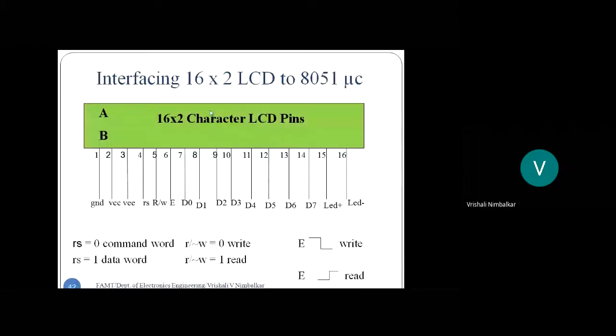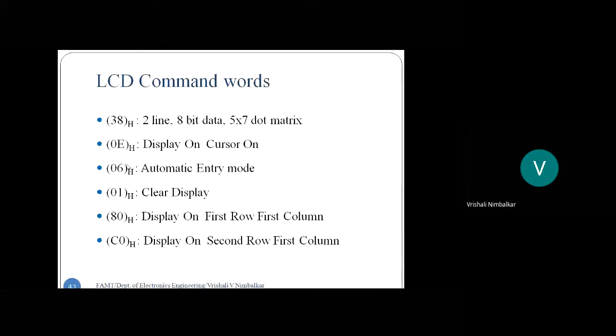The second row has the addresses C0, C1, C2 up to CF. The column addresses are C0, C1, C2, up to CF. The first row is 80 to 8F. Second row is C0 to CF. Is that okay? Then I was explaining 06 is what? Automatic entry mode.